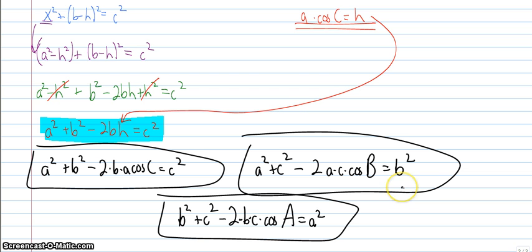And both the law of cosines and the law of sines can be used on any triangle, regardless of whether it's a right triangle or not.